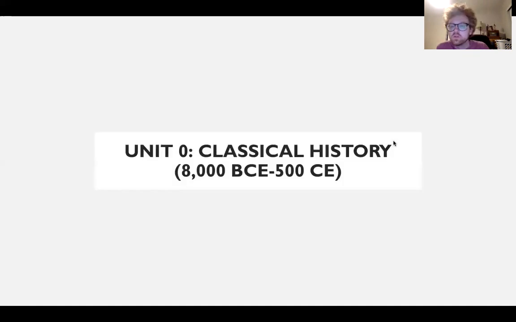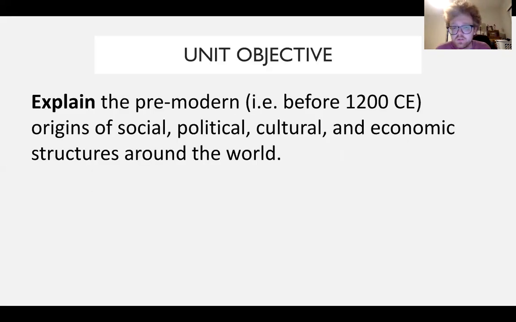Unit 0 is going to cover a pretty big period of human history. Again, it's not very important for the AP exam to know specific events, but big ideas are going to carry over when we discuss other themes in this class. The unit objective is for us to understand the origins of things that will happen in Units 1 through 9. So your objective when you're doing the unit cover page is to explain the pre-modern origins of social, political, cultural, and economic structures from around the world.